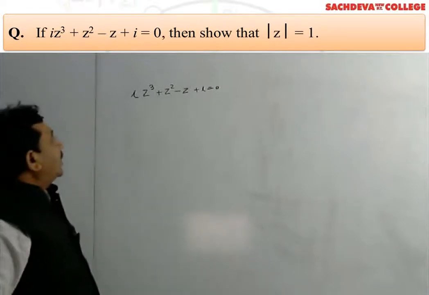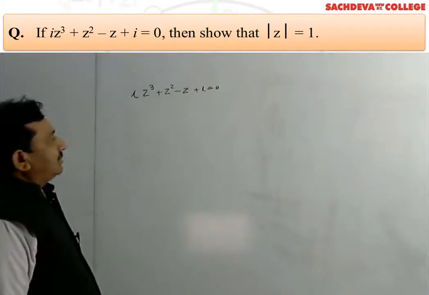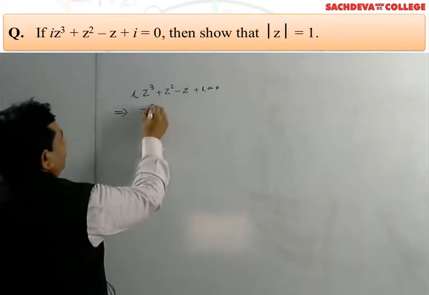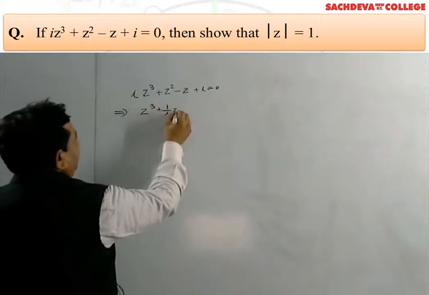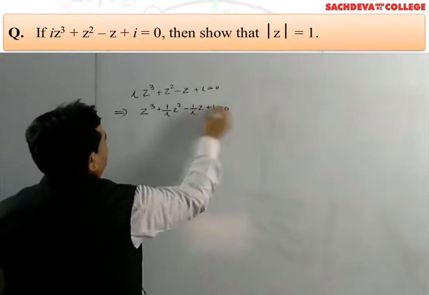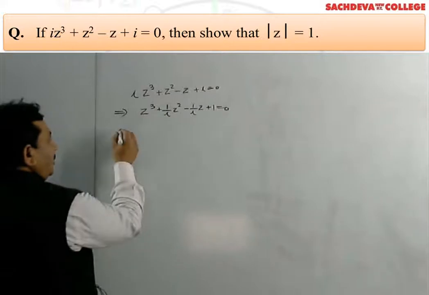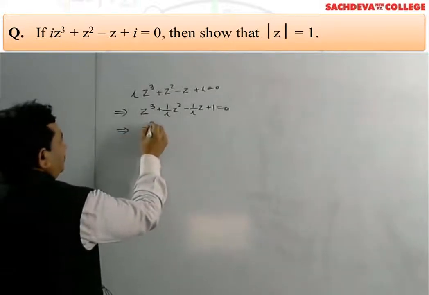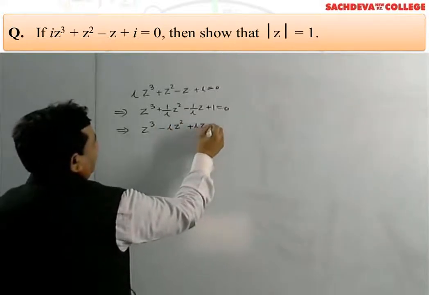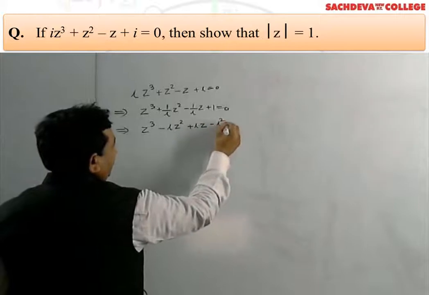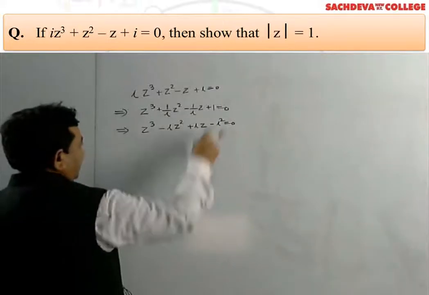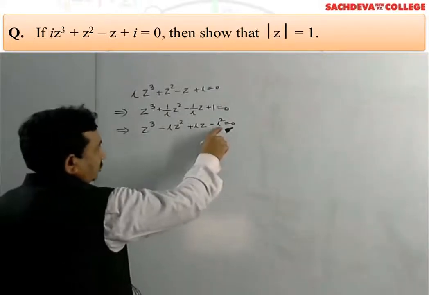So given that iota z cube plus z square minus z plus iota is equal to 0. Now on dividing both sides by iota, we find z cube plus 1 upon iota into z square minus 1 upon iota into z plus 1 is equal to 0. Because 1 upon iota is minus iota, so this will be z cube minus iota z square plus iota z minus iota square is equal to 0. Because iota square is minus 1, or minus 1 into minus is plus 1, so we put minus iota square in place of 1.